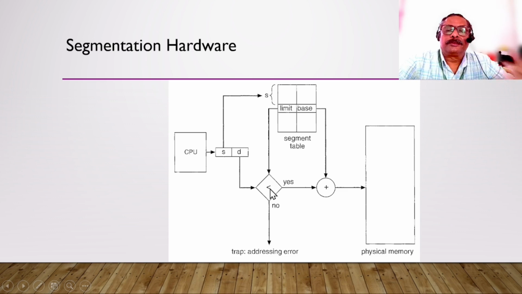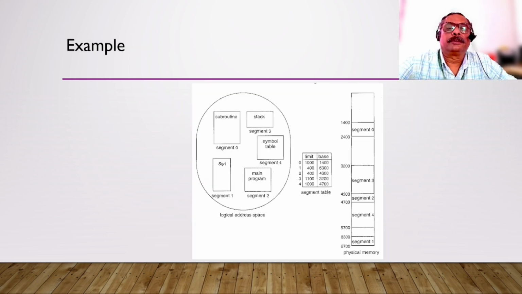If it exceeds the limit, that means we are trying to work with some other data, or outside the limits. Therefore it should raise an alarm, and that alarm is a trap, saying there is an addressing error. So that's how segmentation is used.